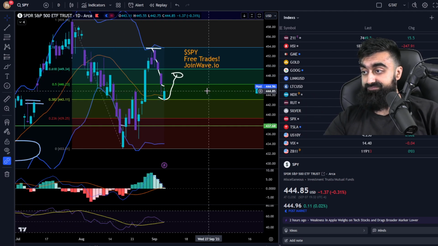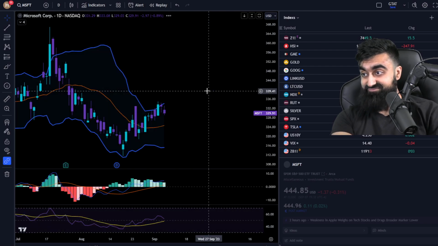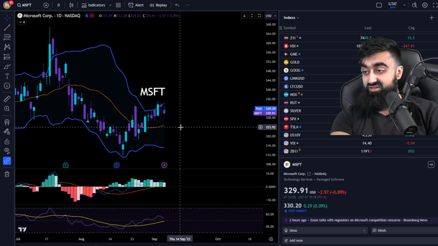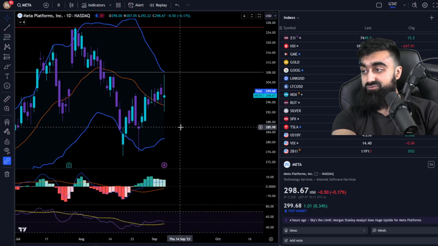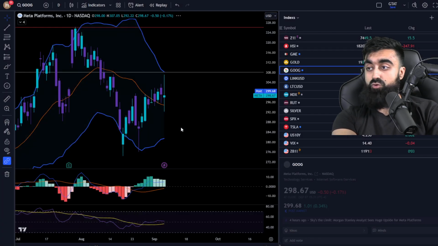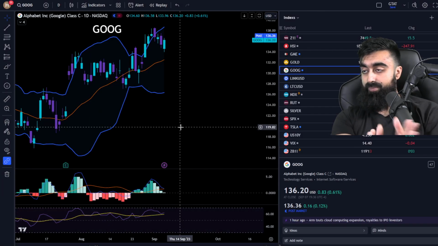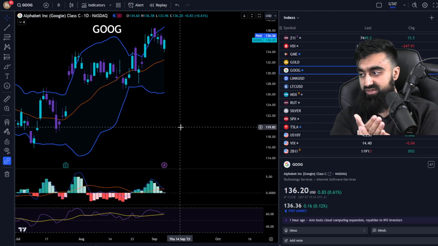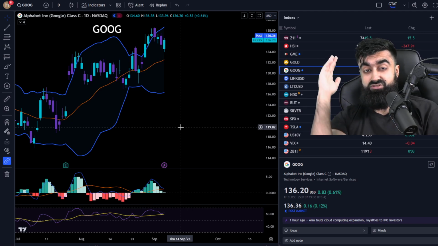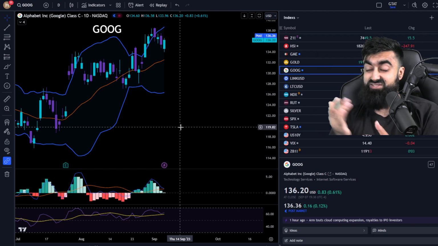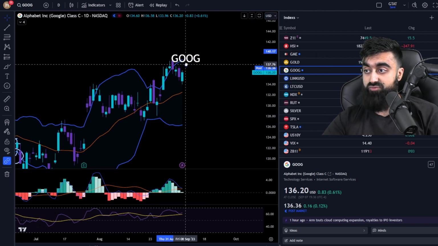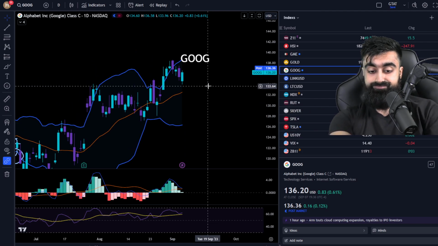For example, Microsoft basically held really nicely. Amazon held really nicely. Facebook held really nicely. And Google held really nicely. So all of these stocks had a really red day, and either they bounced to green or they closed somewhat flat. So that is still showing a lot of strength for the tech sector at the moment.